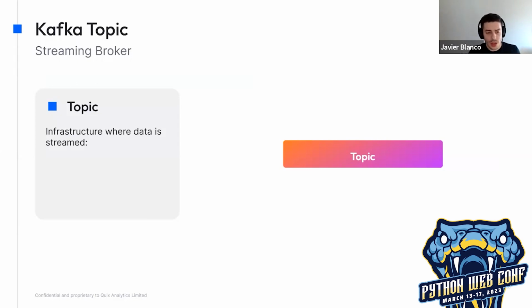So there are three main first citizens in streaming. One is the topic, the Kafka topic, or more generally, the streaming broker. This is the infrastructure where data is streamed. So this is where we will be interchanging data.